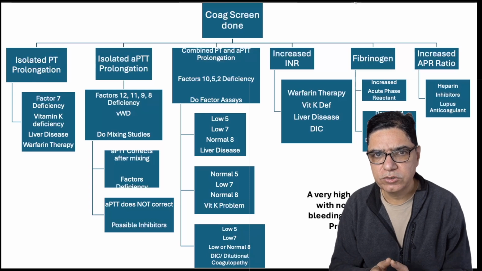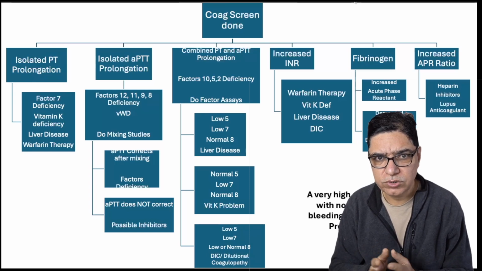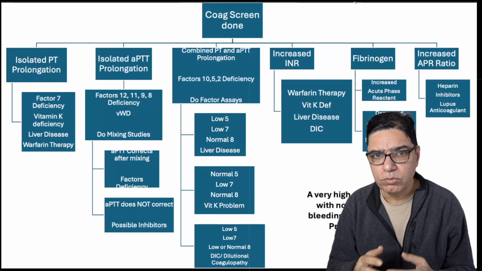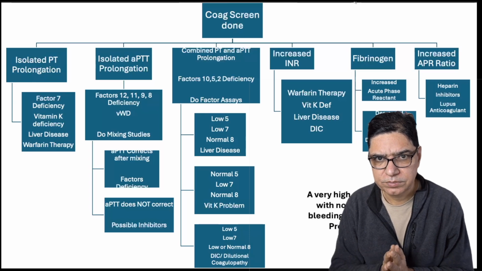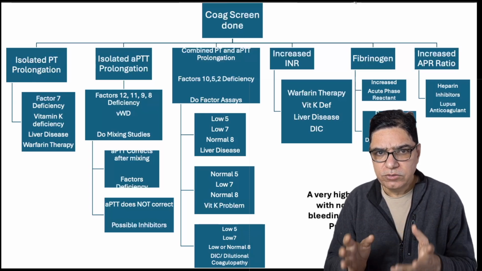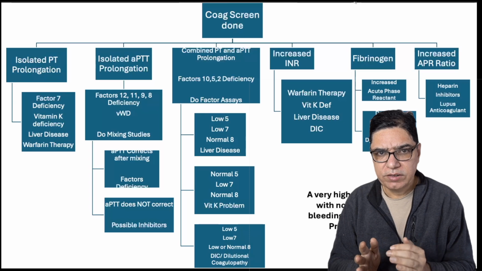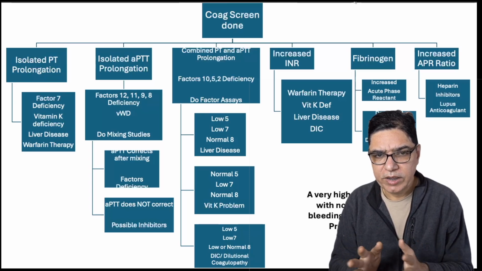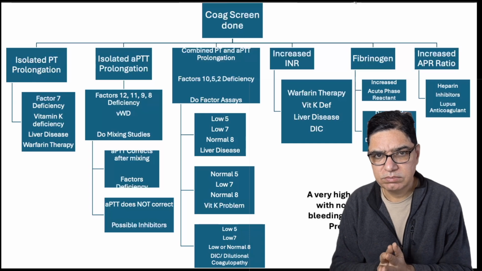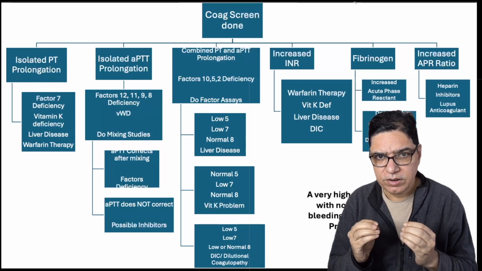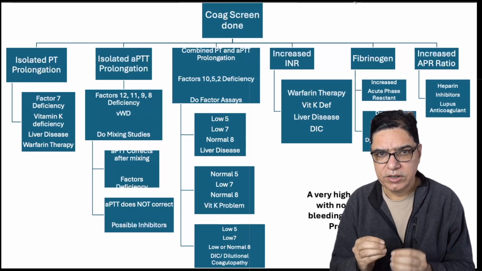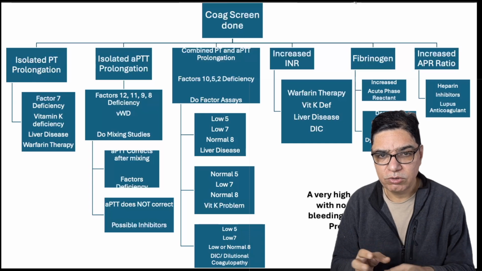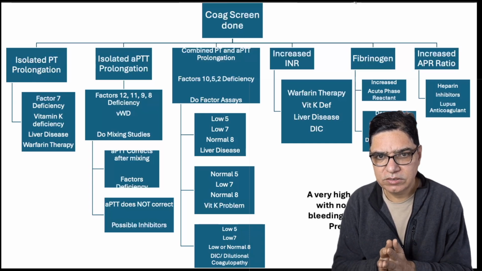So in that particular case, you also have to do the factor assays to see if factor 10, 5, or 2, which one of them is deficient. Now in these factor assays, let's say you find that factor 5 and 7 are low, but factor 8 is normal, you are probably looking at liver disease, advanced liver disease. If factor 5 is normal, factor 8 is normal, but only factor 7 is low, you are probably looking at vitamin K deficiency.